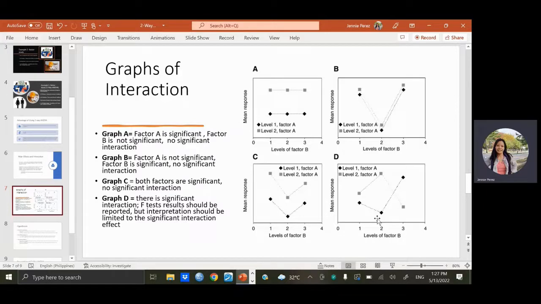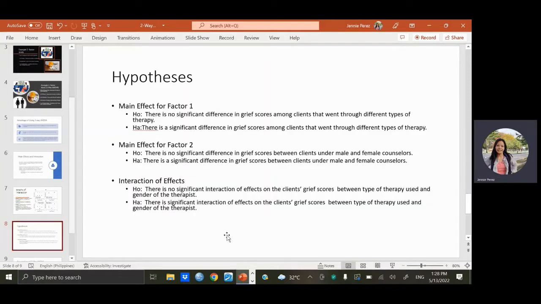So we can say that the effect of factor A is dependent on which level of factor B we are talking about. So that is an interaction of effect. So for us to determine that, we have to state 3 hypotheses. Okay, so we have 3 hypotheses here. We create a hypothesis for factor 1, and then we create a hypothesis for factor 2, and then we create a set of hypotheses for the interaction of effects.